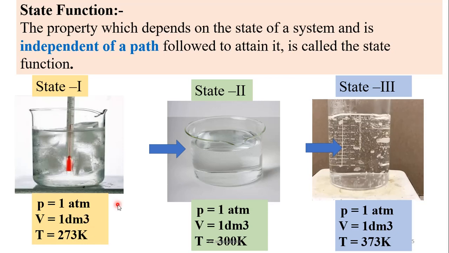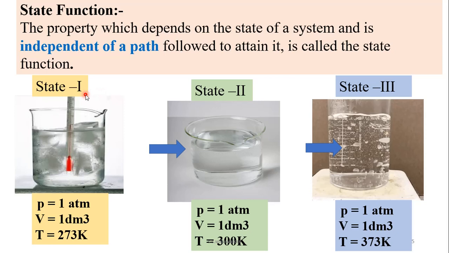When the state is changed, then here pressure is 1 atmosphere, volume is 1 dm cube and temperature is 300 Kelvin. Now when this temperature is changed, again the state of the system changes. Now how this change from state 1 to state 2 or state 2 to state 3 is carried out, that is not important. Whether this change is carried out in a single step or in a step by step manner, that is not important.